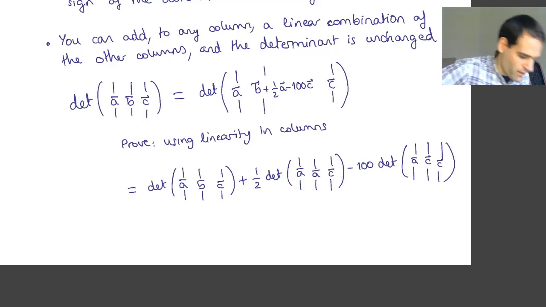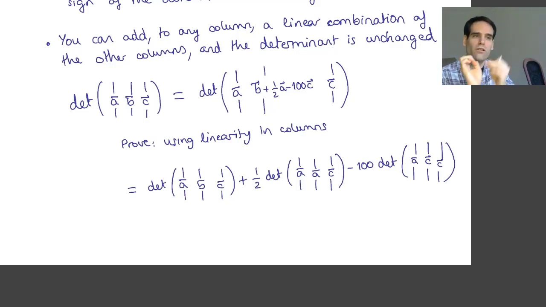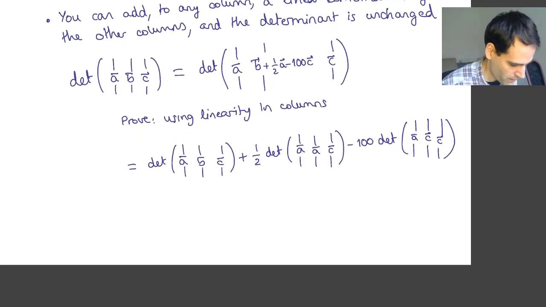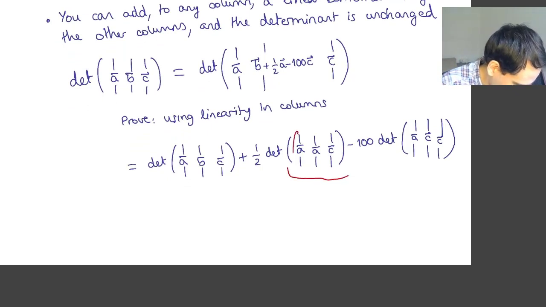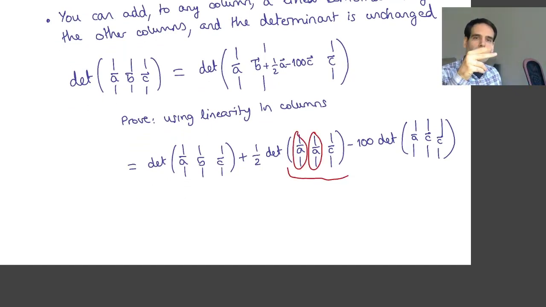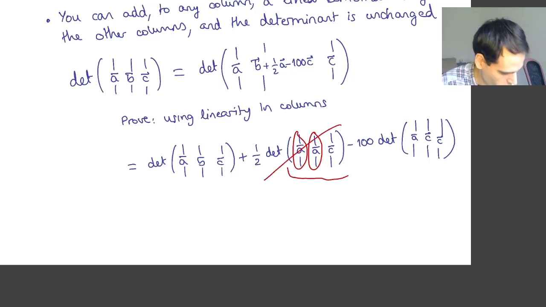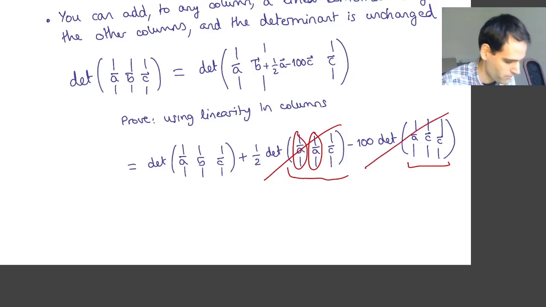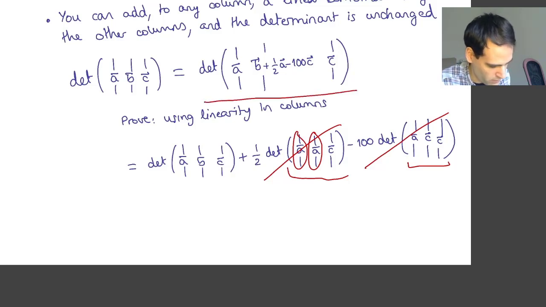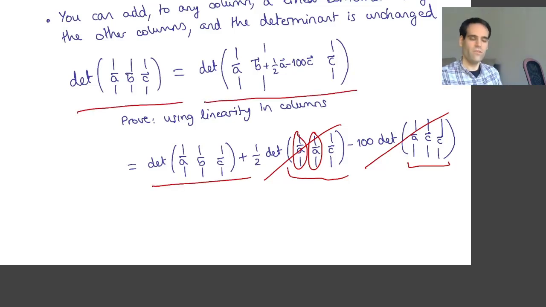Right? So remember, we can apply linearity to the columns of the matrix. That was one of the properties that we saw previously. And now look at this. This determinant has two columns that are the same, and therefore the volume of the parallelepiped is 0, so this goes to 0. And this determinant also has two columns that are the same, so the volume of the parallelepiped, so the determinant, is 0. And therefore we have proved that this determinant on the right is equal to the one on the left. So that would be the proof.